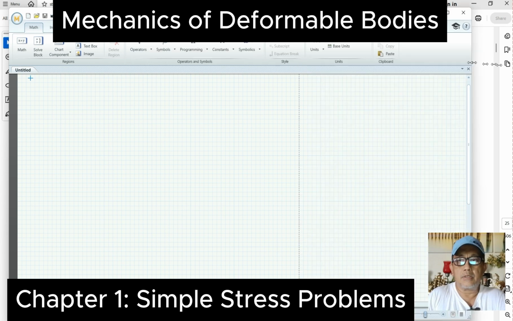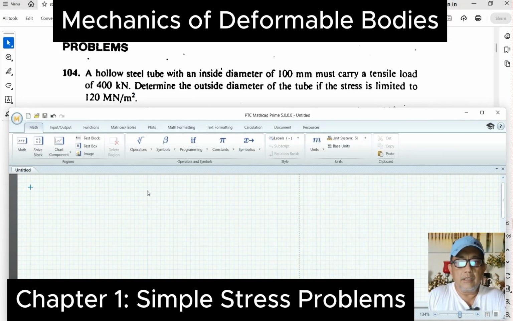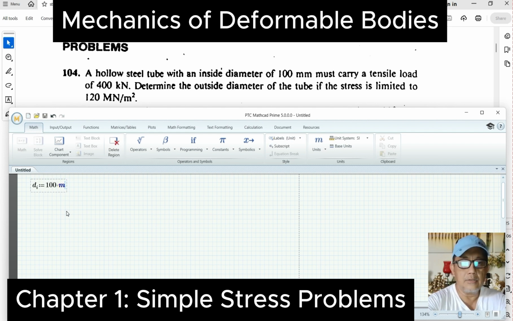Okay, so let me use MathCAD to solve this one. We're given the inside diameter. Let's call that D subscript I equals 100 millimeters. Instead of putting a unit here, I'm just going to write this unit outside D, because MathCAD will automatically convert units, and I want to show you also in my solutions how we convert units to get the correct answer.